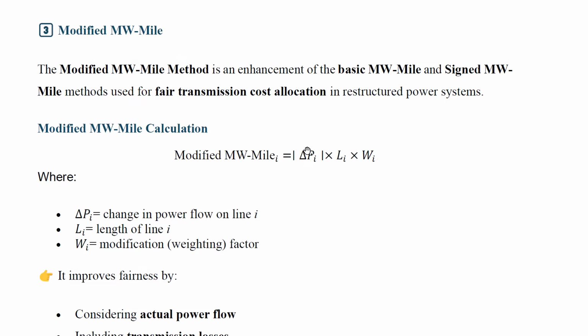So delta P of i is nothing but the change in the megawatt, Li is the length of line i, and Wi is the modification factor, the weight. So here we are also adding a weighting factor, and here we are also taking the modulus. Modulus means we are taking absolute values.